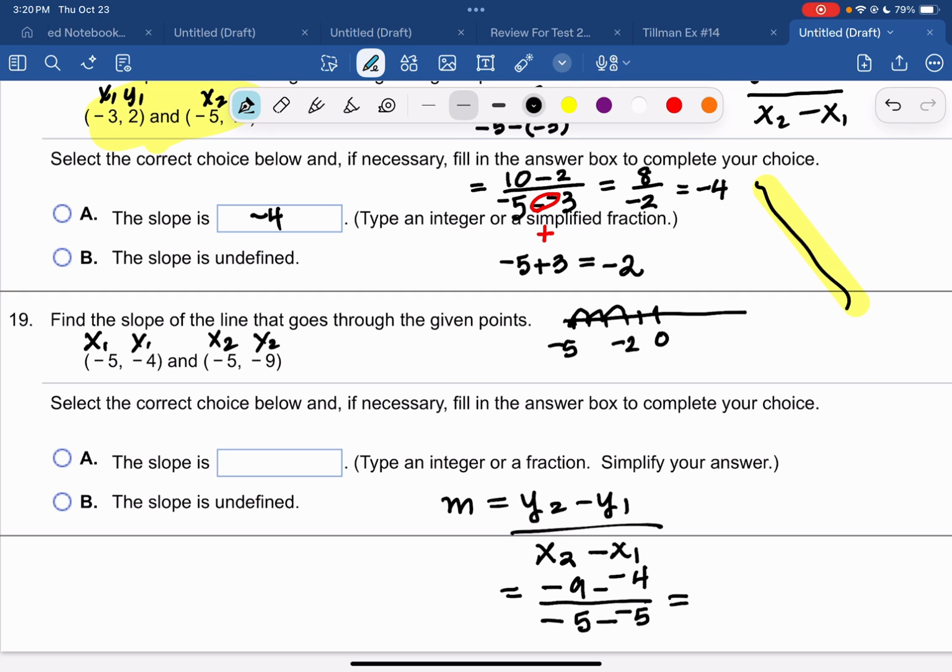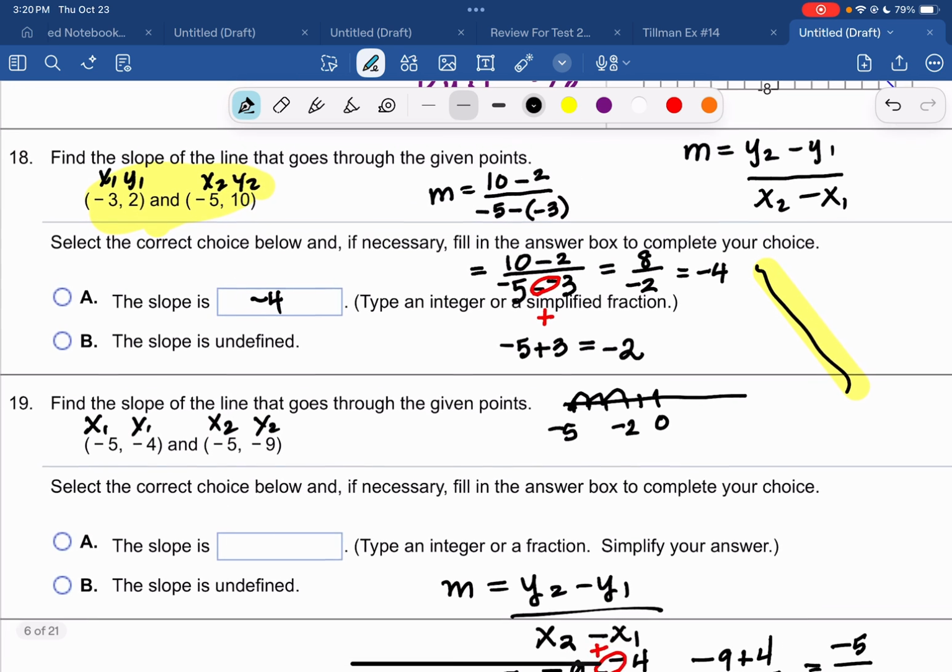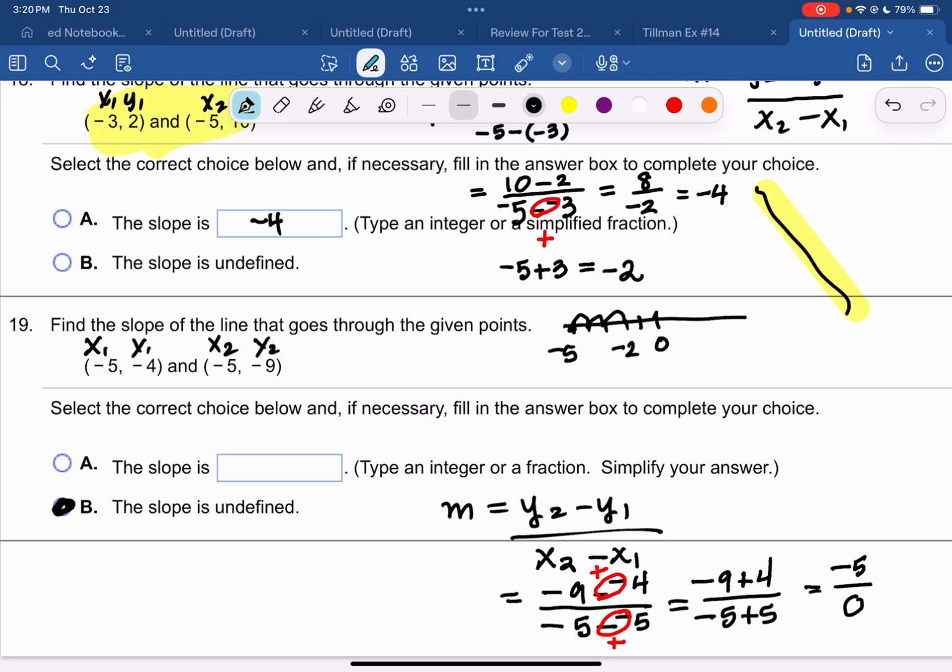I've got a double negative in the numerator. Negative and negative make a positive. In the denominator, negative and negative make a positive. So I have -9 plus 4 divided by -5 plus 5. That's -5 divided by 0. So look, that slope is undefined.